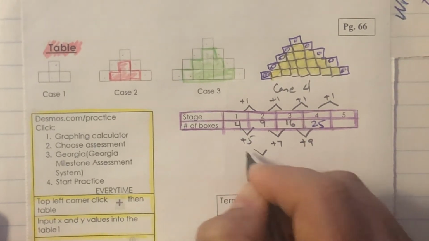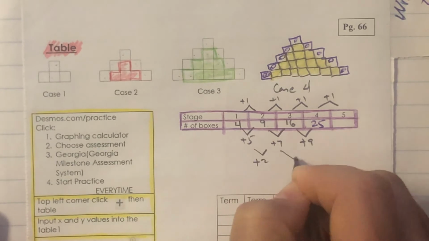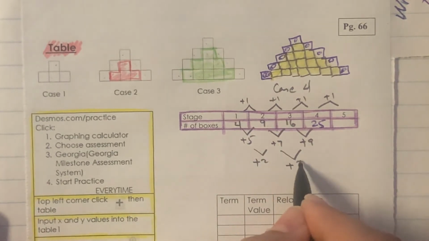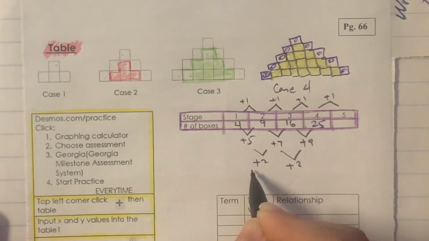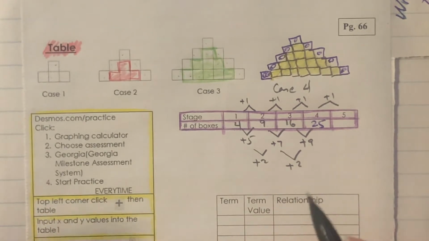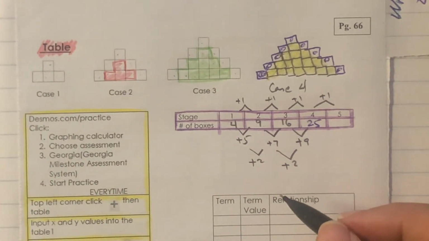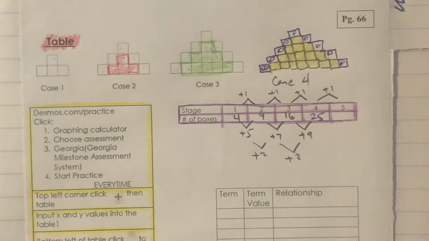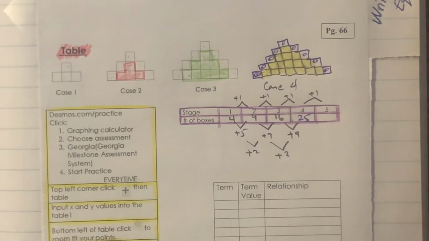And then now let's check this. From 5 to 7, I add 2. From 7 to 9, I add 2. So I can see that it's a constant difference, right? Which means it's a quadratic. That means I'm going to square it and do something to it. Okay, so when I'm trying to figure this out, I'm going to square it and do something to it.